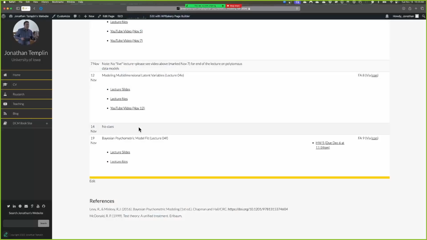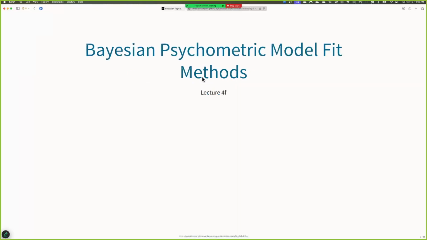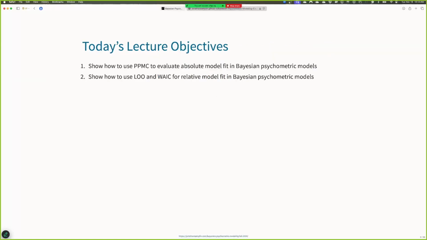Now for that one, I didn't grab the lecture on my screen, so I'm going to try showing it here. We're going to talk about Bayesian psychometric model fit methods, right? Because at the end of homework 5, I asked you to check model fit. And it turns out in this lecture, we're going to talk about whether our model fits the data.